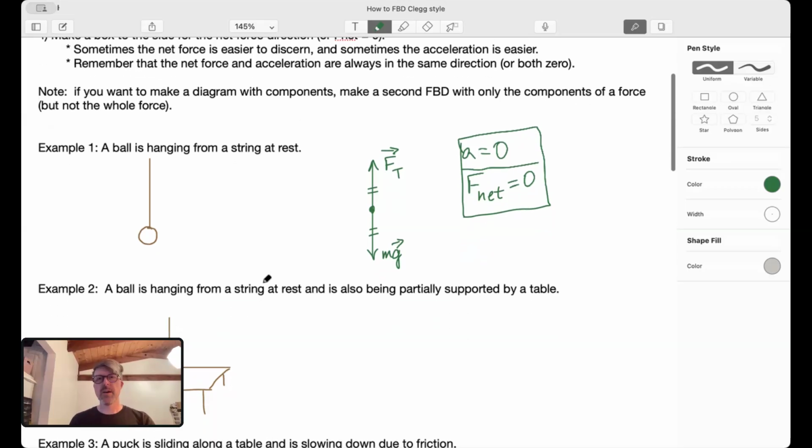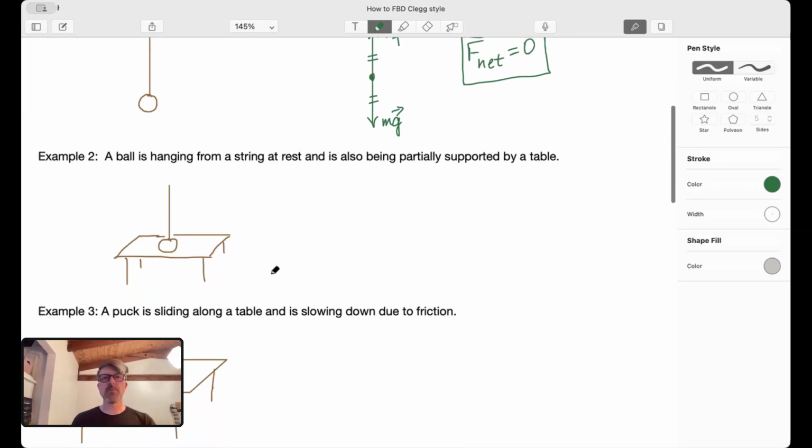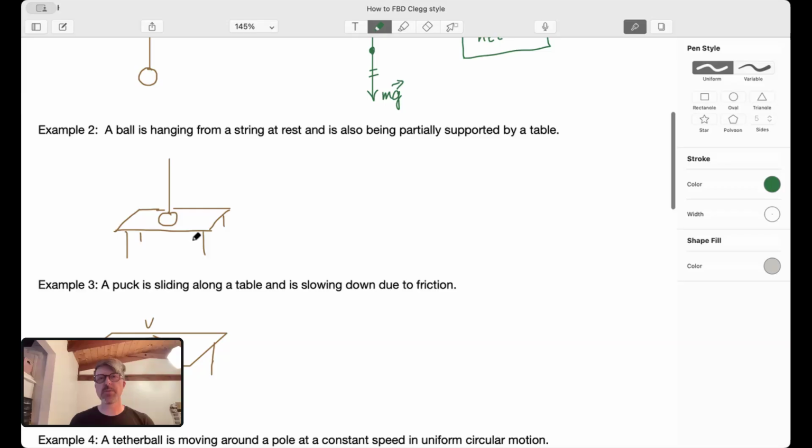All right, let's go into the next example. A ball is hanging from a string at rest, but it's also being partially supported by a table. So the situation is almost the same here. We've got gravity going down. Maybe it's the same ball as in the previous example. I'll label it with a different symbol for gravity this time just to show you that you can do that. Fg. I actually prefer to do mg myself, but some people like to write with an Fg. And we have the tension going up, but we also have a force from the table pushing upward on it. That's the normal force.